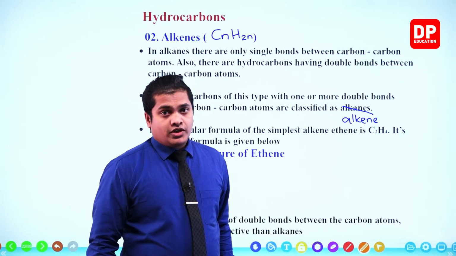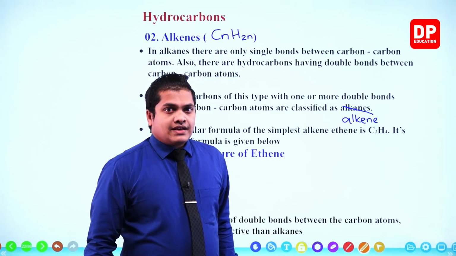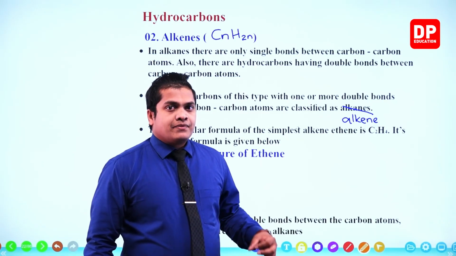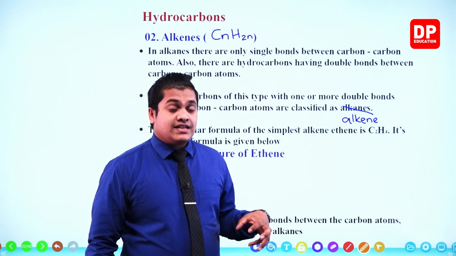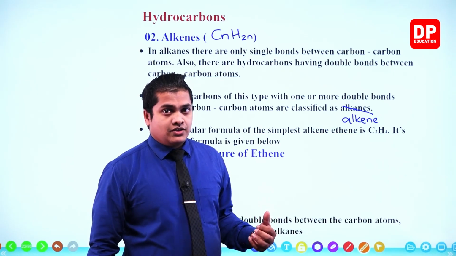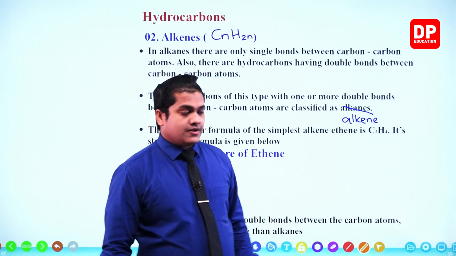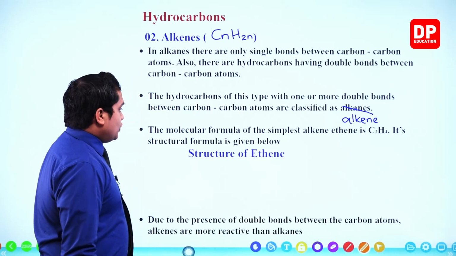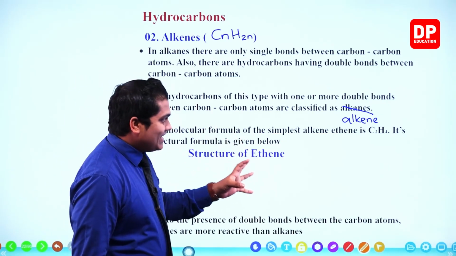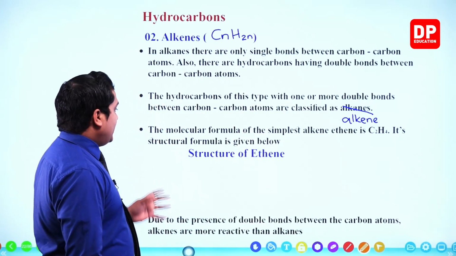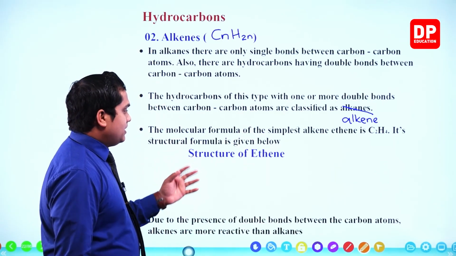Ethene is very important to us. We'll be deriving several derivatives by displacing hydrogen atoms in ethene. These are called derivatives of ethene, and we'll discuss them as we go further with the lesson. The molecular formula of the simplest alkene, ethene, is C2H4. Its structural formula is given below.